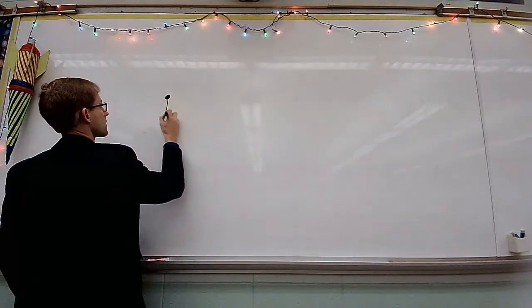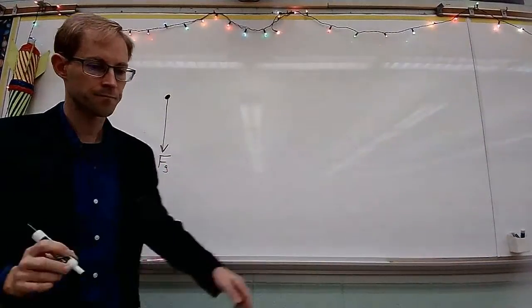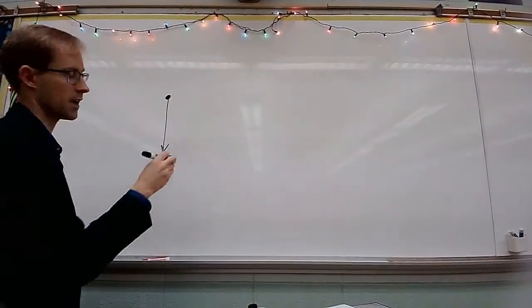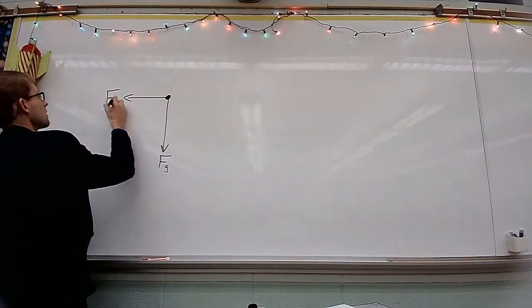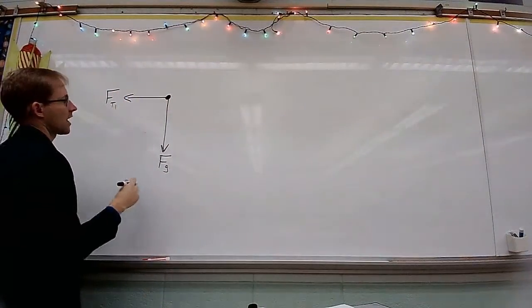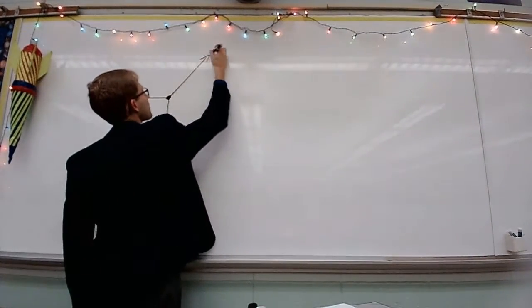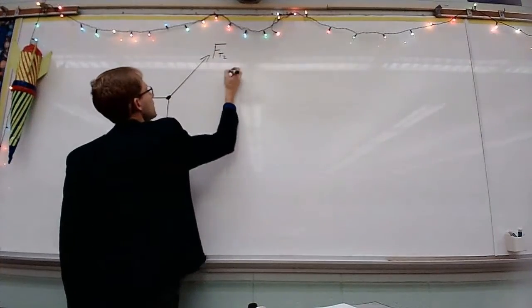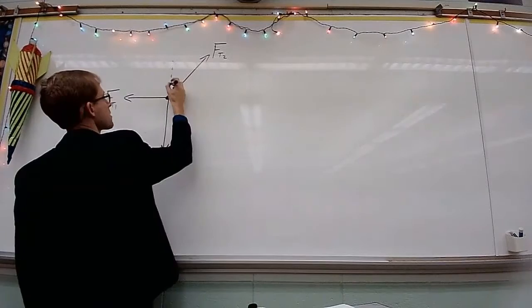So, gravity is going down. I've got tension 1 going to the left. And I've got tension 2 going up at this funky little angle here. And that angle is given as 30 degrees.